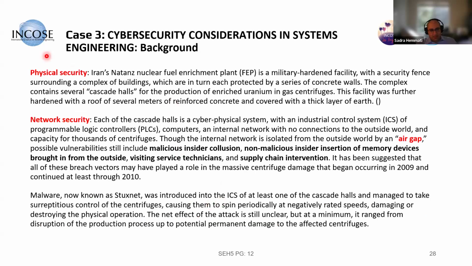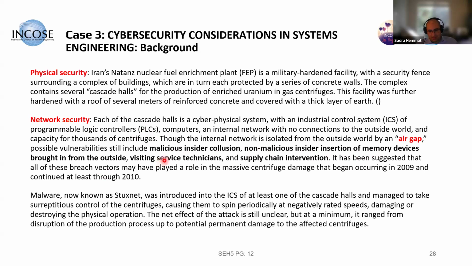So the physical aspect of the security was okay. They had reinforced concrete under a thick layer of earth, all of that. The issue was the network or cyber security. The industrial control systems or PLCs, programmable logic controllers, even though they were disconnected from the outside internet, somehow they could be infiltrated using insider collusion or non-malicious insider insertion of USB drives from outside.